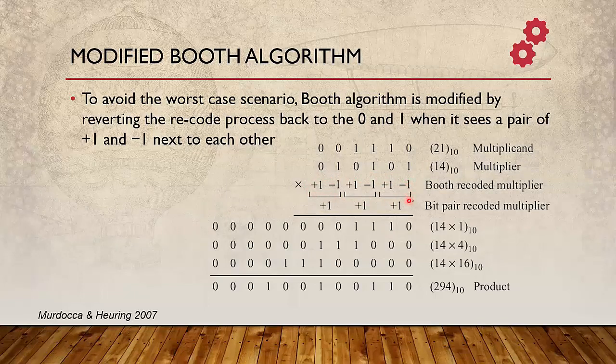So by modified Booth algorithm, we are actually reverting to the original multiplier. So we get the right answer.